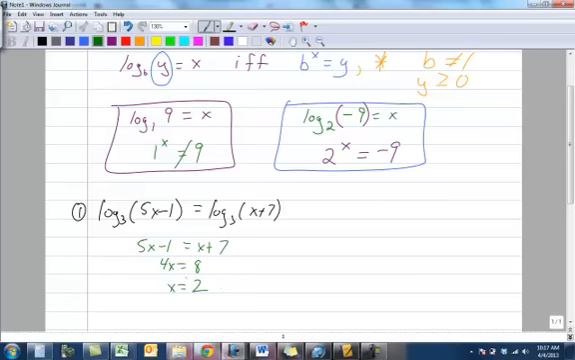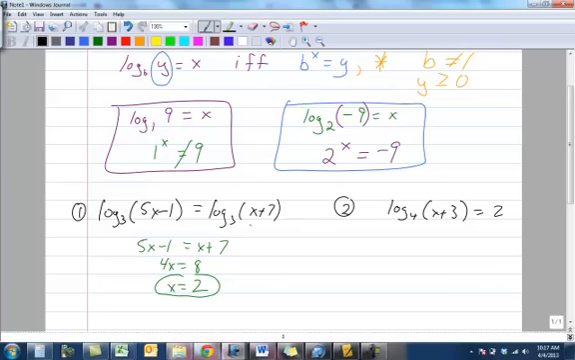And we could check our answer, right? Plug it in. 5 times 2 is 10 minus 1 is 9. 2 plus 7 is 9. Log base 3 of 9 is the same thing as log base 3 of 9. Perfect. Here's where it gets a little bit trickier. Number 2. How about log base 4 of x plus 3 equals 2?